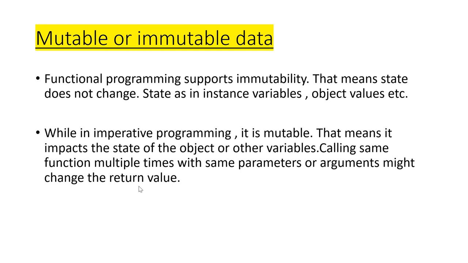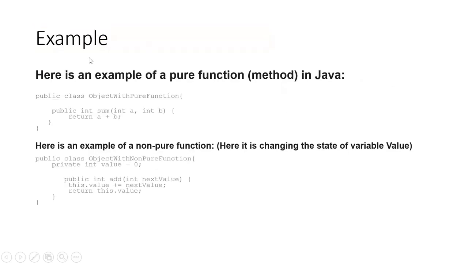Okay, next is mutable and immutable data. Functional programming supports immutability. That means the state of a variable or object does not change. While in the object-oriented programming model that follows imperative programming, it is mutable. That means it can change the state of an object or a global variable, local variable, while performing some operations inside a function. Calling the same function multiple times with the same parameter might change the return value. So that is possible in object-oriented programming. While in functional programming, since it supports referential transparency, it supports immutability, it does not change the state of an instance variable. Okay, we have seen it in this example.